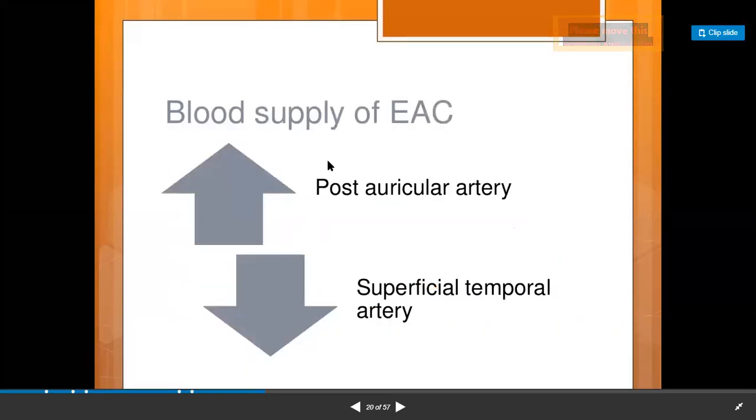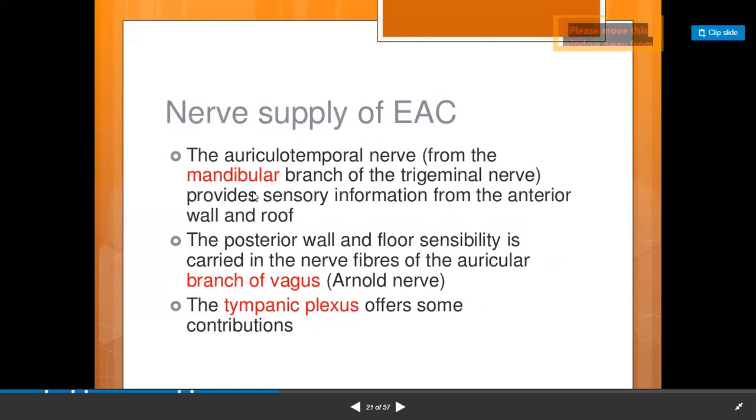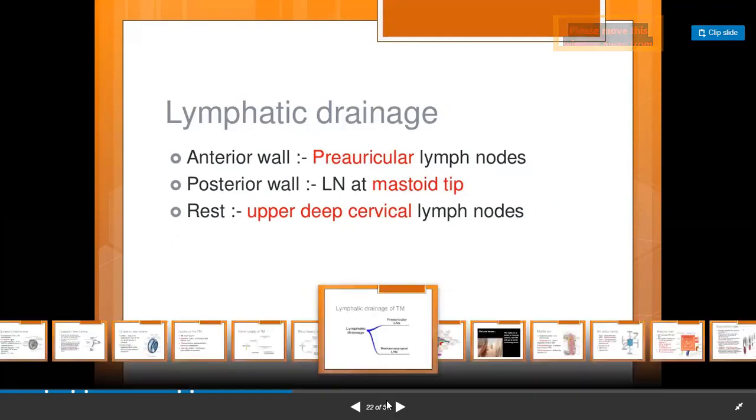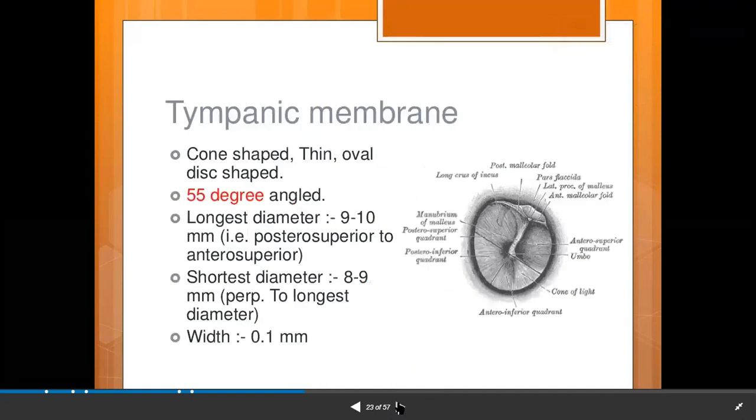Okay. Now, the blood supply of the external auditory meatus: posterior auricular artery and superficial temporal artery. Nerve supply, you just see the main nerves, that is the mandibular branch of the trigeminal. Then we have the auricular branch of the vagus and tympanic plexus. Okay. Lymphatic drainage, the anterior wall drains into the pre-auricular group of lymph nodes, the posterior wall and lymph nodes at the mastoid tip, and the rest all drain into the upper deep cervical group of lymph nodes.